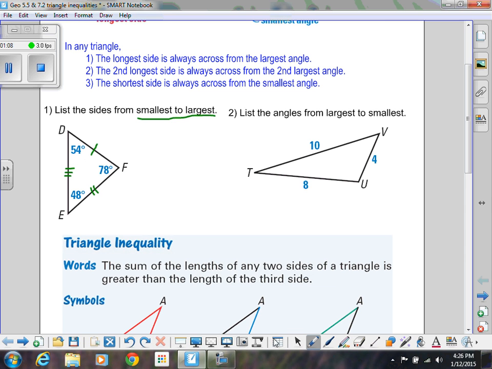So all I have to do now is just list those sides in order. So I'm going to have DF first, then EF, and then DE.